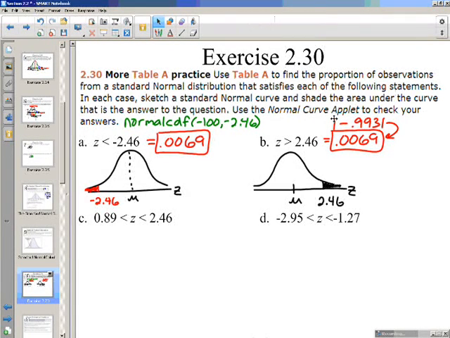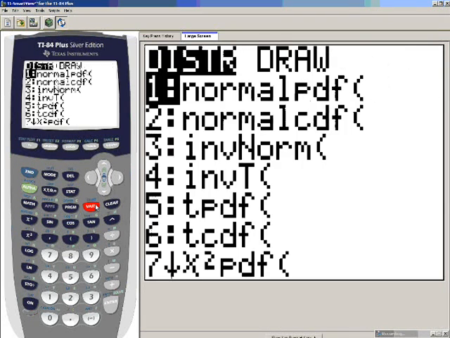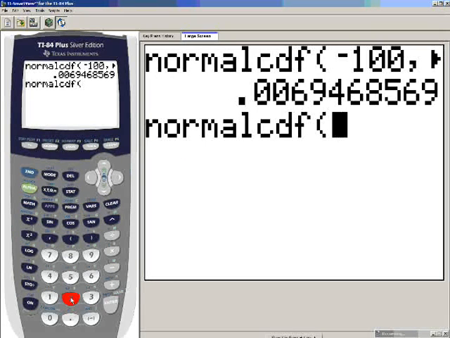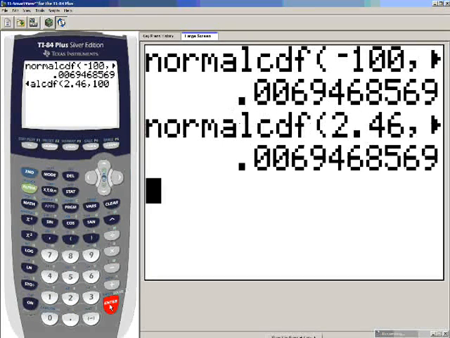On the calculator, most of you are probably going to use the calculator for most of these calculations. Again, we would go normal CDF. Our left bound is positive 2.46. Our right bound, we're going all the way out to 100. And there is the value.